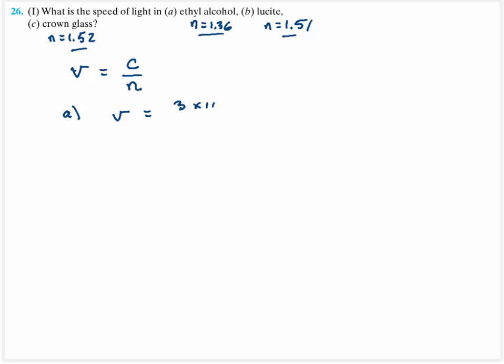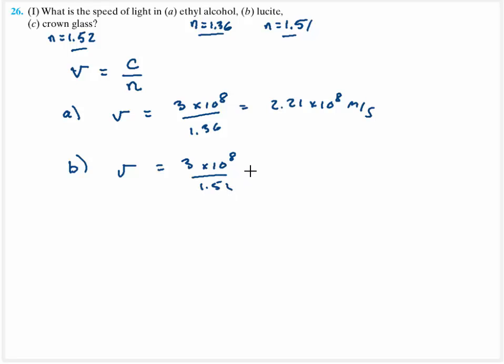Velocity is going to be 3 times 10 to the 8th meters per second divided by 1.36. That's the index of refraction. It's going to come out to be 2.21 times 10 to the 8th meters per second. Part B, same deal. It's going to be 3 times 10 to the 8th divided by 1.51. So we're going to get 1.99 times 10 to the 8th meters per second. For part C, I'll spare you writing it out again. It's going to end up to be 1.97 times 10 to the 8th meters per second.